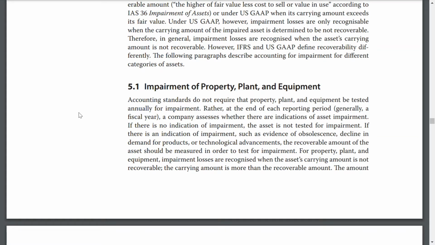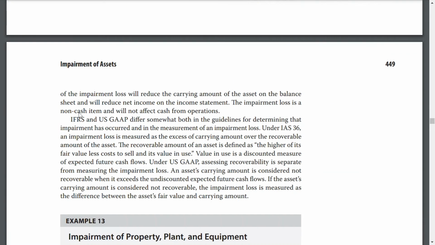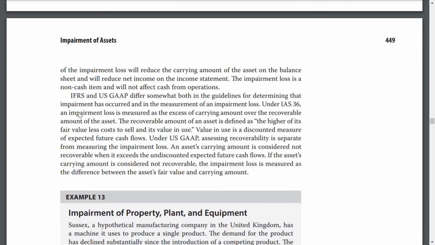the recoverable amount of the asset should be measured in order to test for impairment of property, plant, and equipment. Impairment losses are recognized when the asset's carrying amount is not recoverable, that is, the carrying amount is more than the recoverable amount. The amount of the impairment loss will reduce the carrying amount of the asset on the balance sheet and will reduce net income on the income statement. The impairment loss is a non-cash item and will not affect cash from operations.